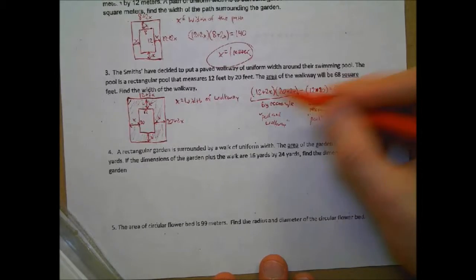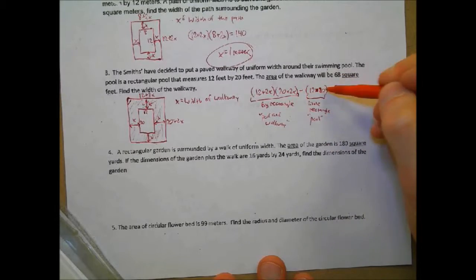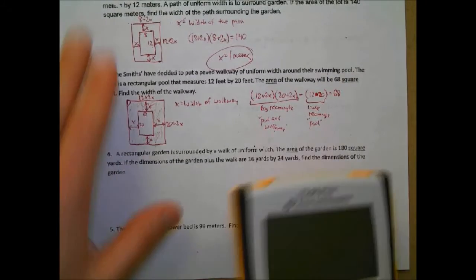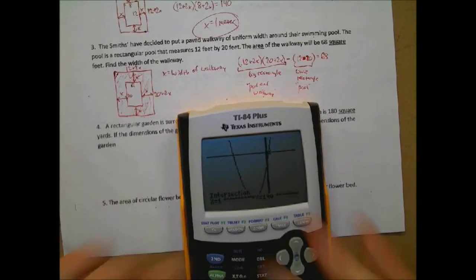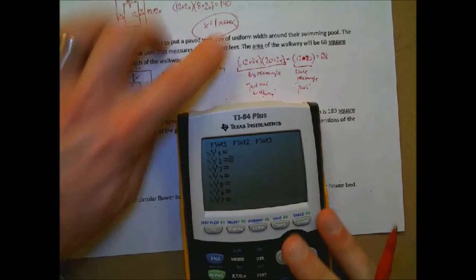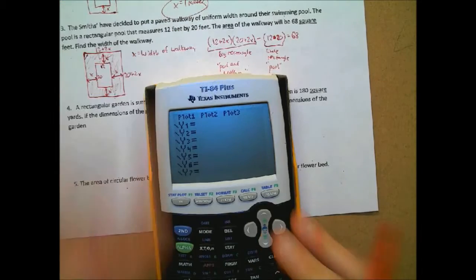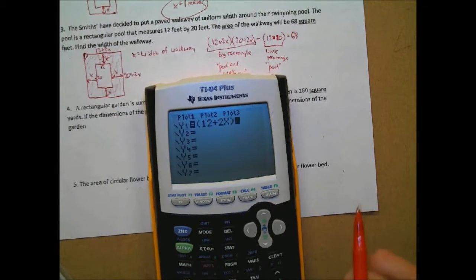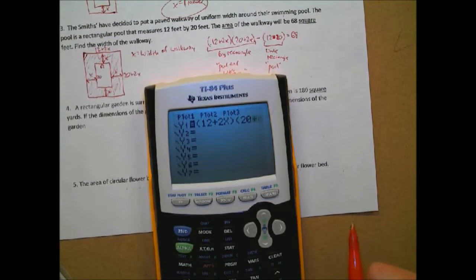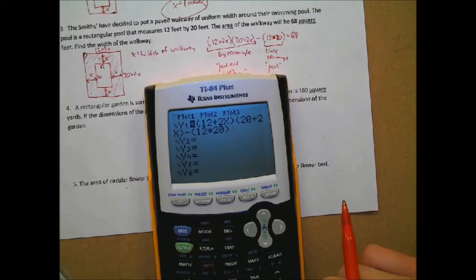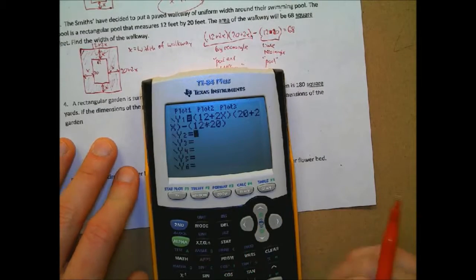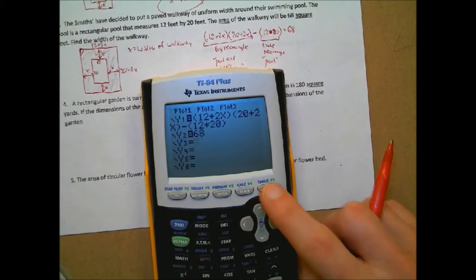So we can type this whole thing in our calculator, right? Type the left-hand side in your calculator. Type the right-hand side in your calculator. So I'm literally just going to go, once you have it set up, that's the crucial step, setting it up. You can now just type in 12 plus 2x times 20 plus 2x minus 12 times 20. Okay? Right, there's the left-hand side. The right-hand side is 68. I'm going to graph it.